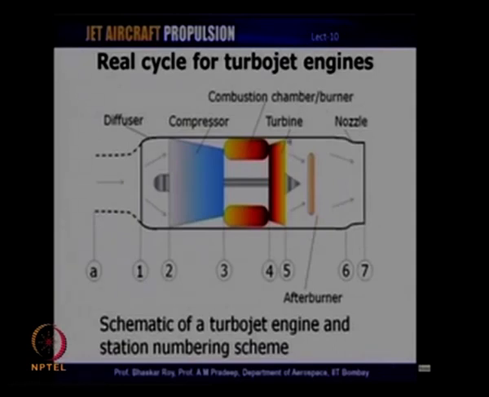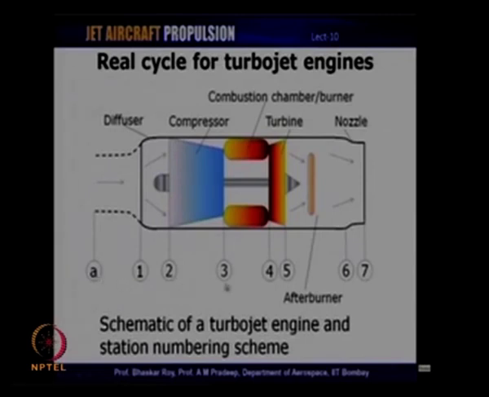These hot products at high pressure and temperature are expanded through the turbine, which generates a work output. The work output of the turbine is primarily used for driving the compressor. After the turbine we may have an afterburner present, wherein additional fuel can be added and the cycle temperature can further be taken up by reheating. The combustion products are then expanded through the nozzle which generates the thrust. So, this is just a schematic of a turbojet engine.